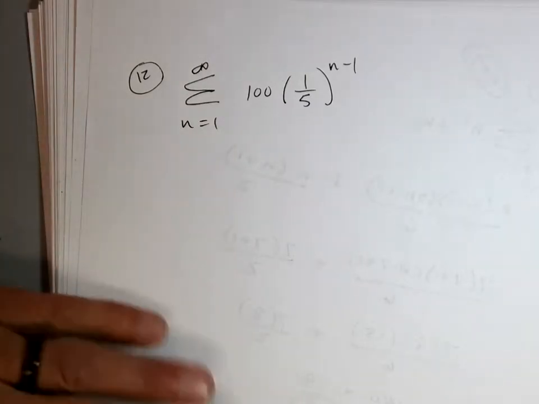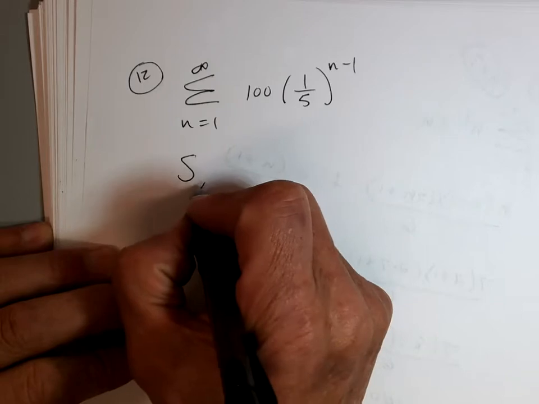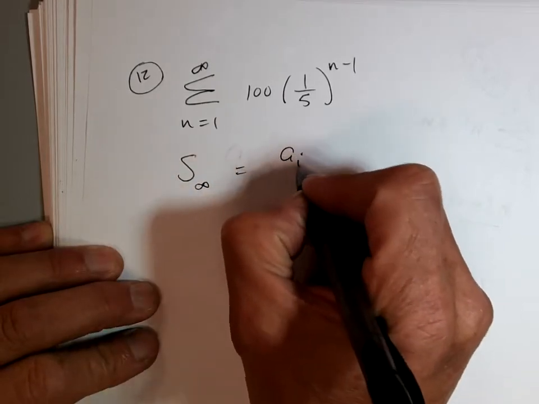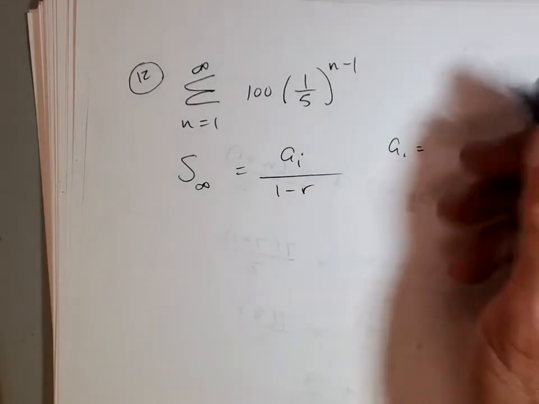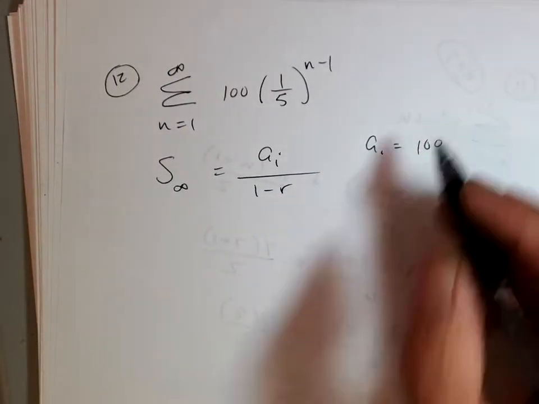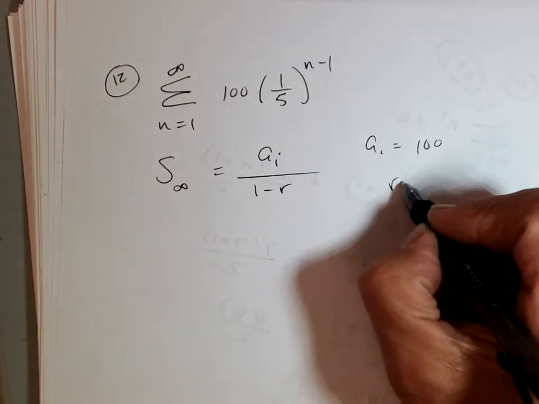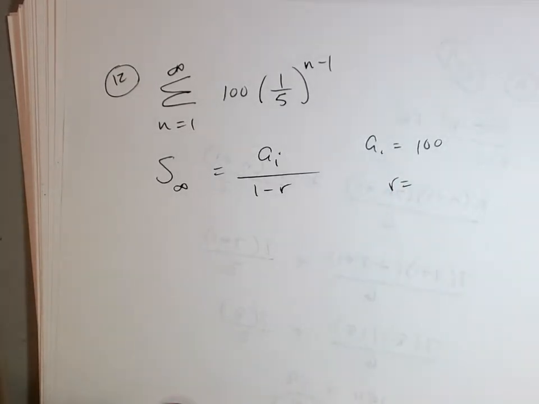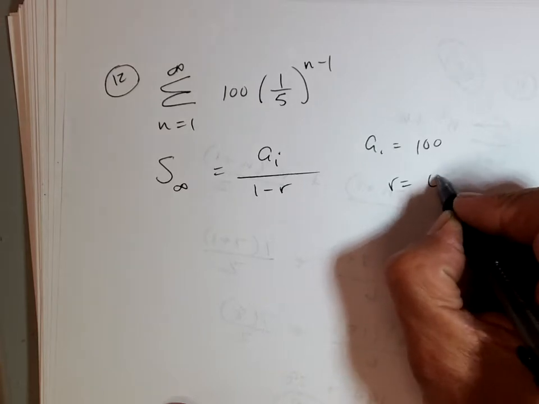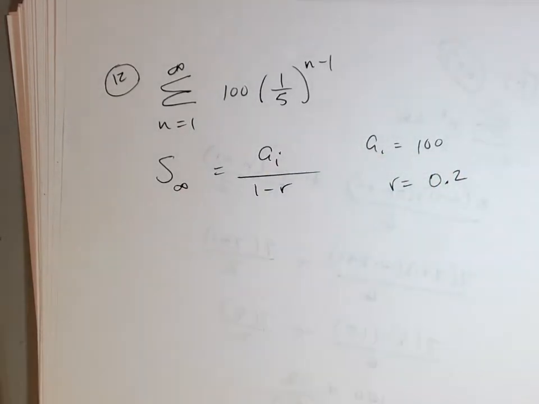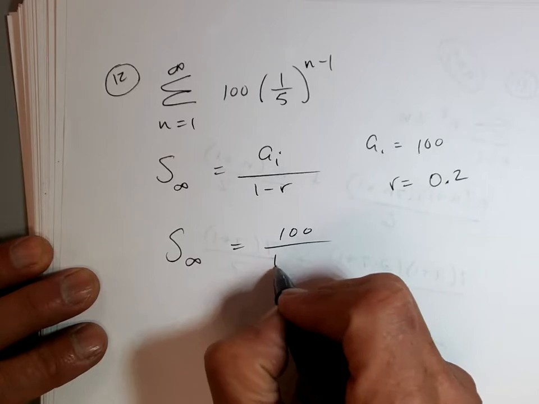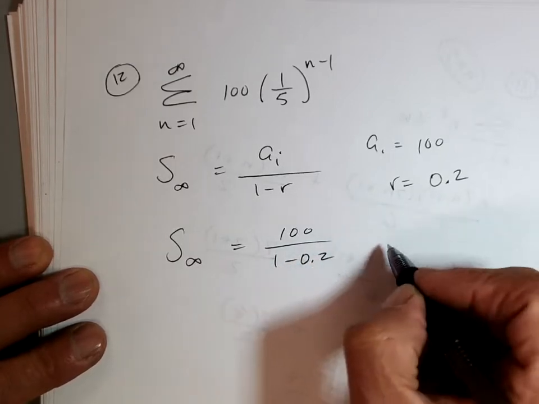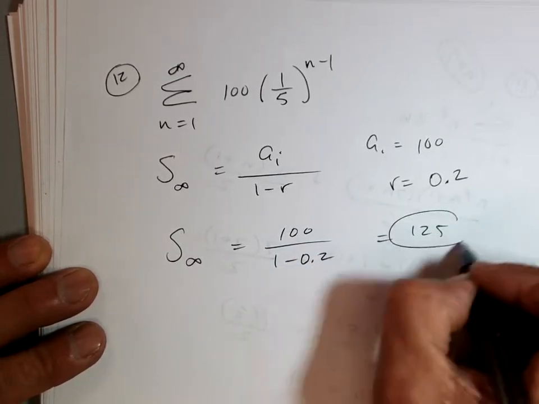We're going to go S of infinity equals a1 over 1 minus r. Well, a1, what's the first term? Good. It is 100. You guys agree? Right. What's my multiplier? What's r? 1/5. And to make it easier for you, let's make it a decimal. So let's just plug it in. S of infinity is equal to 100 divided by 1 minus 0.2. 125.